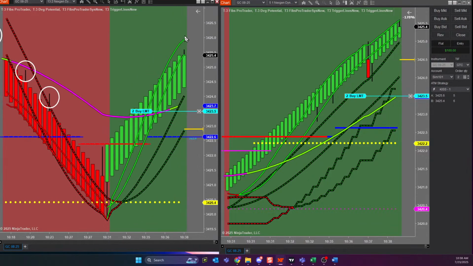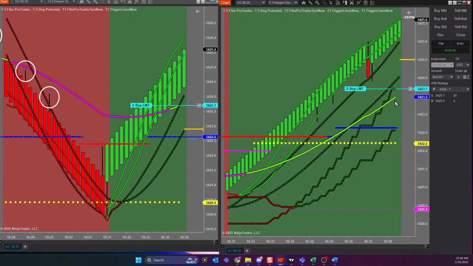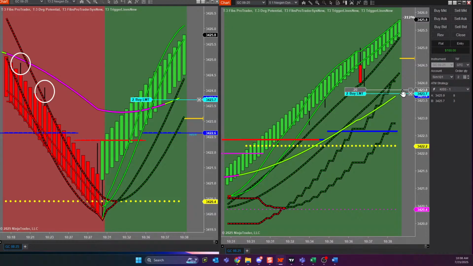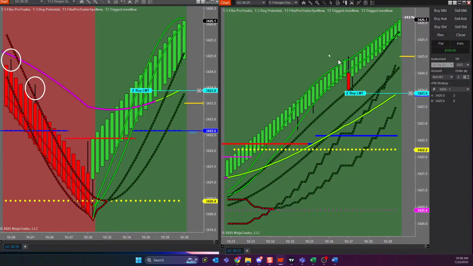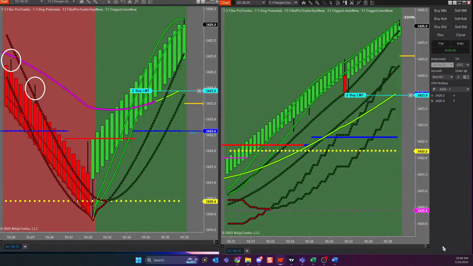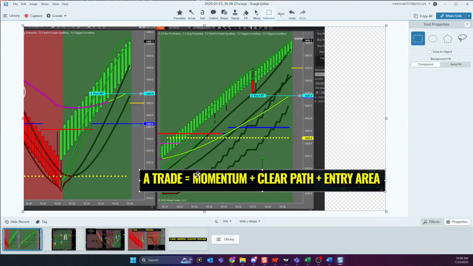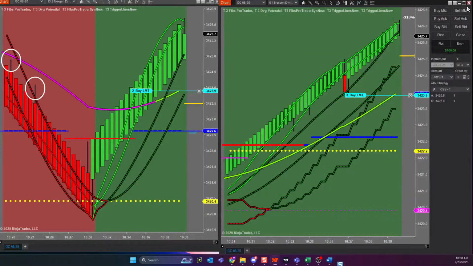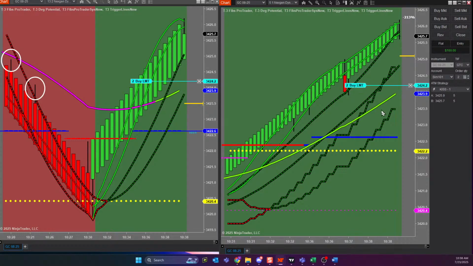All right, I have odds favorable momentum. I have a clear path. I have areas inside of triggers. The only thing we're missing, ladies and gentlemen, is a pullback to that darn mid-band inside of triggers. Take a picture, right? Does it fit the rules? Momentum? Yep. Clear path? Absolutely. Entry area? Without a doubt. The only thing I'm not in control of is whether or not they come get me.